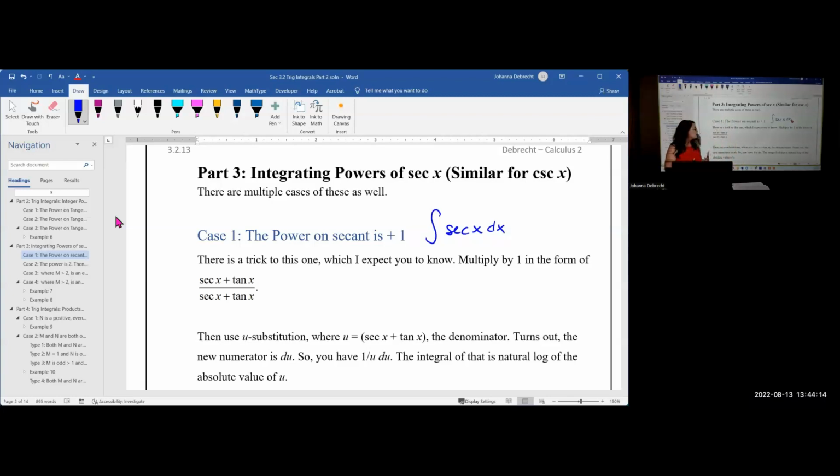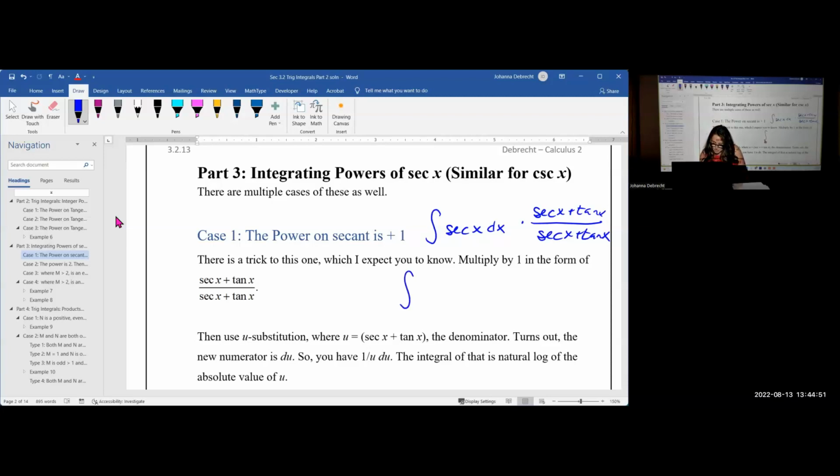The strategy here is a technique or a trick, which is to multiply by a form of 1. So secant of x plus tangent of x divided by itself is equal to the number 1. So we're going to multiply this by this particular value that you see here. So we're multiplying by secant of x plus tangent of x over secant of x plus tangent of x. That's just the number 1 in disguise. Now, because it's secant times this fraction, I multiply the numerators together, and the denominators are just 1 and the secant of x plus tangent of x.